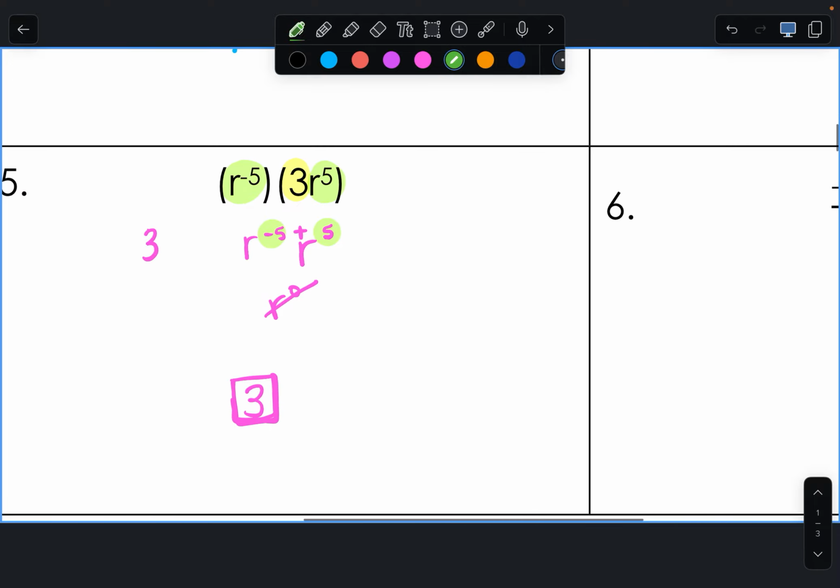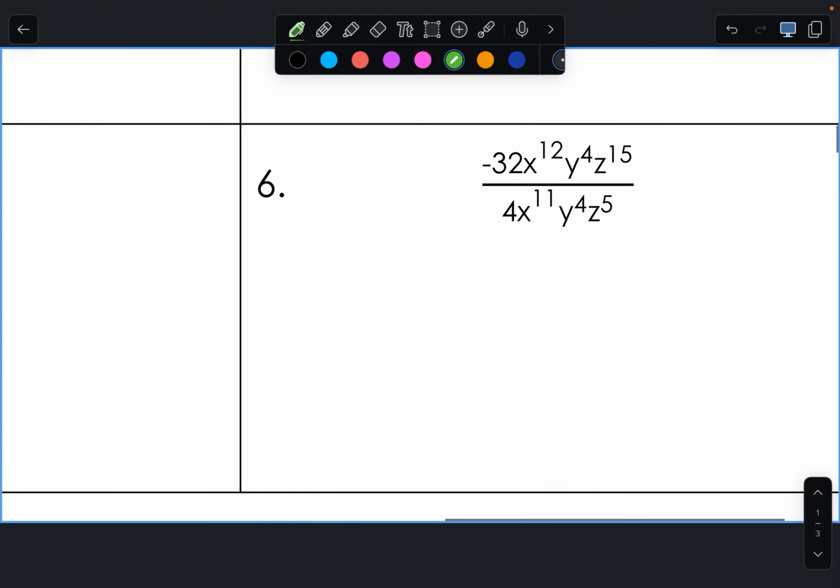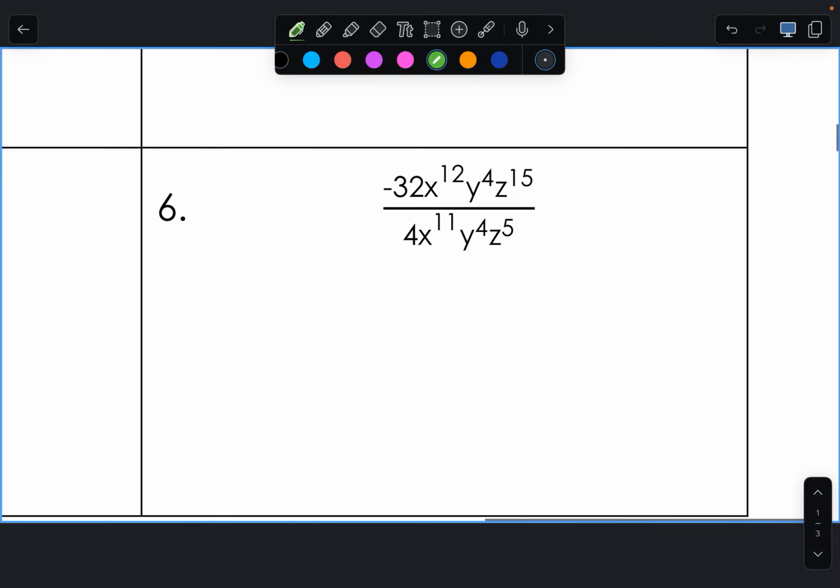Simple multiplication. Number 6. Group. The first group is going to be -32 over 4, which is -8. Okay. Let's group our x's.